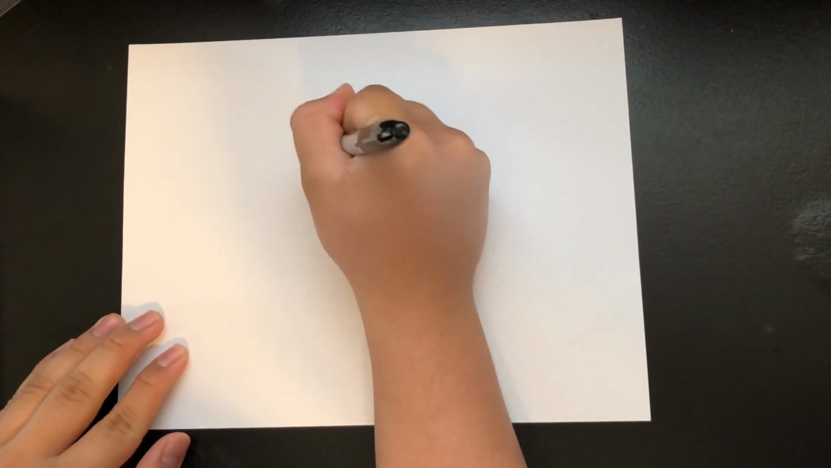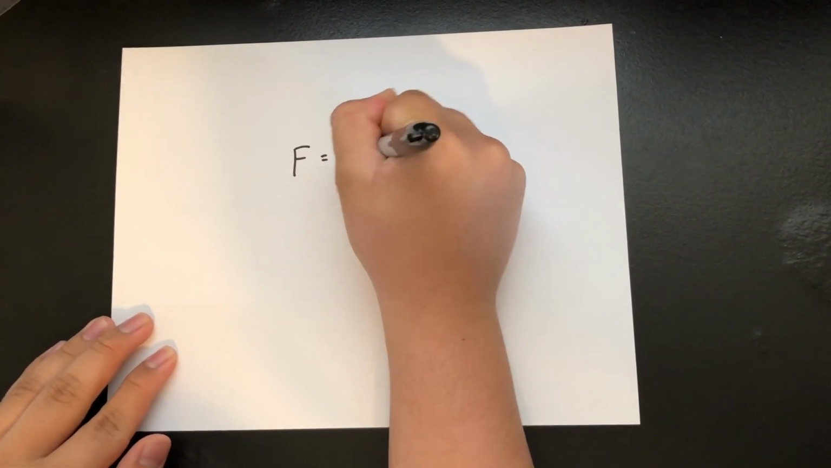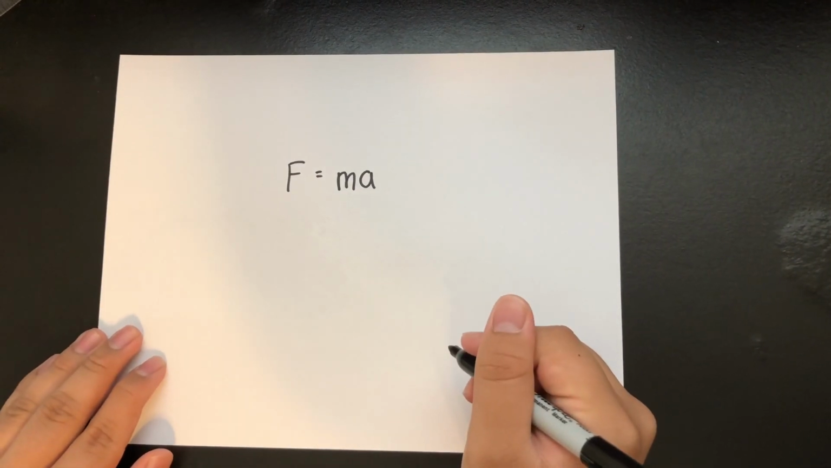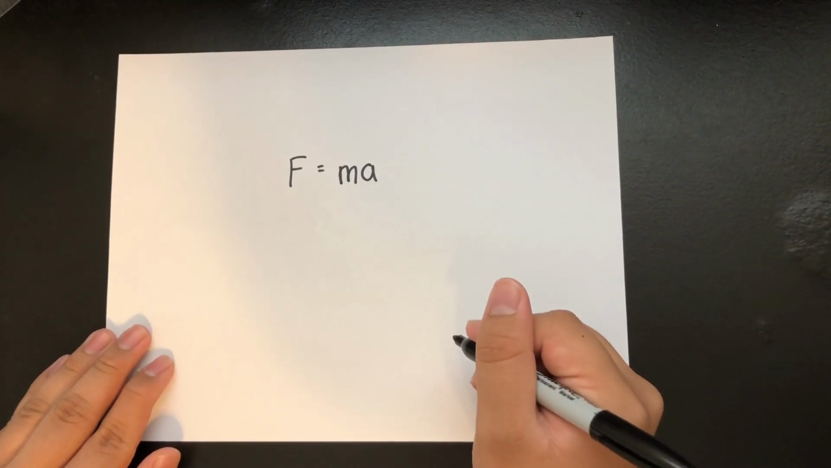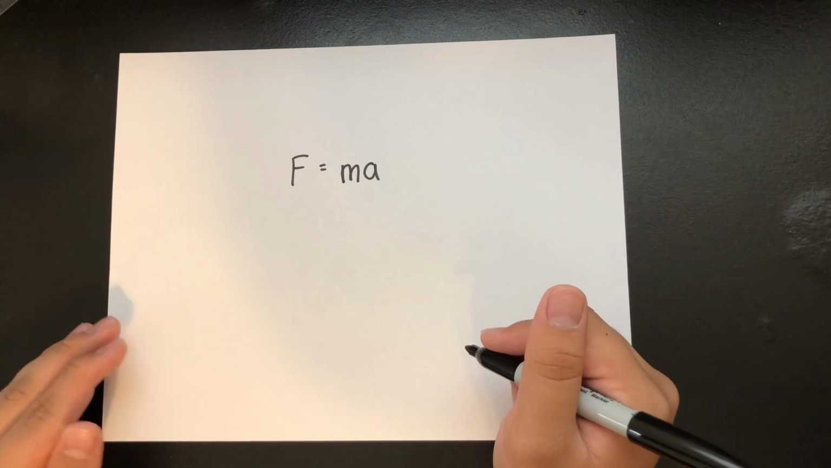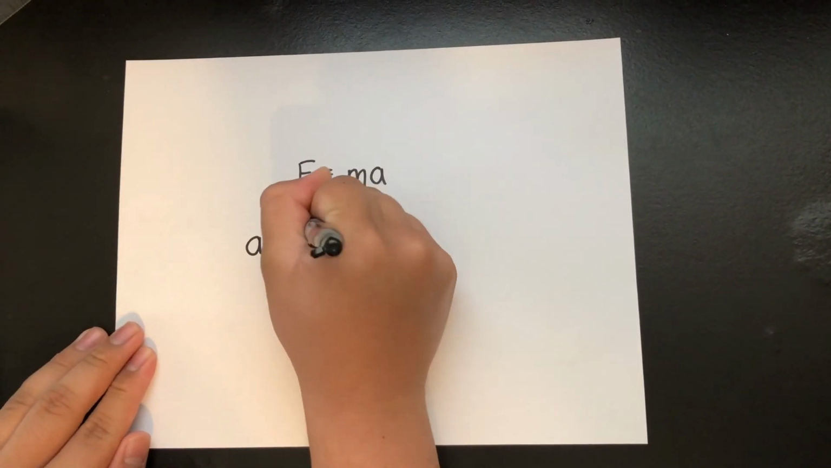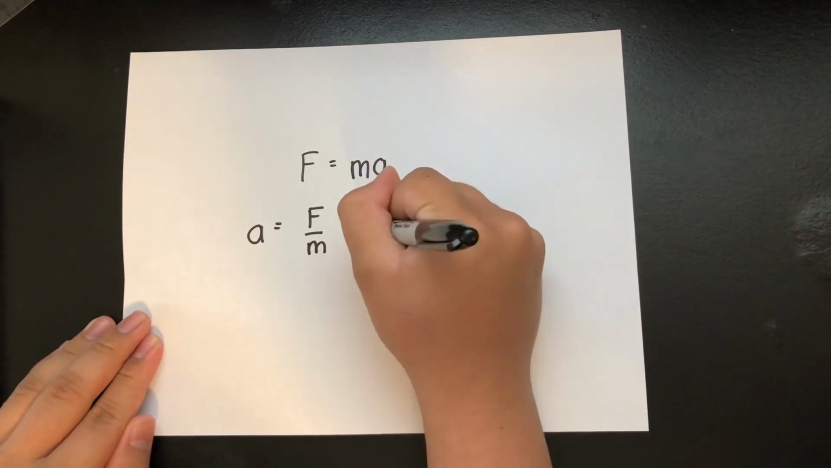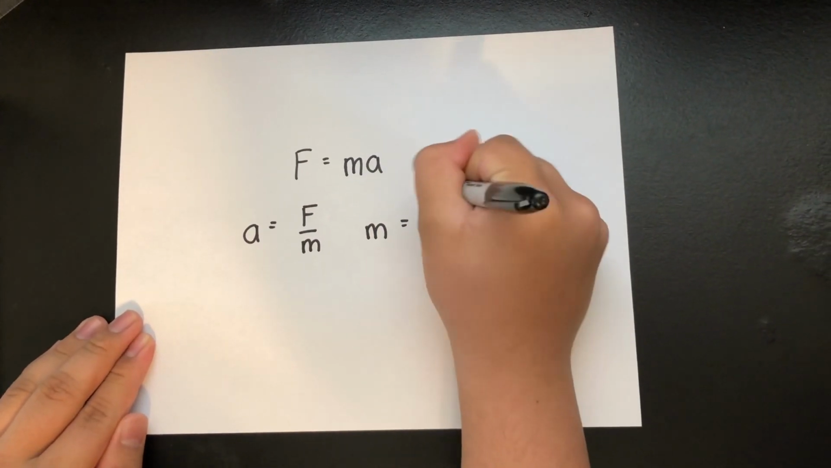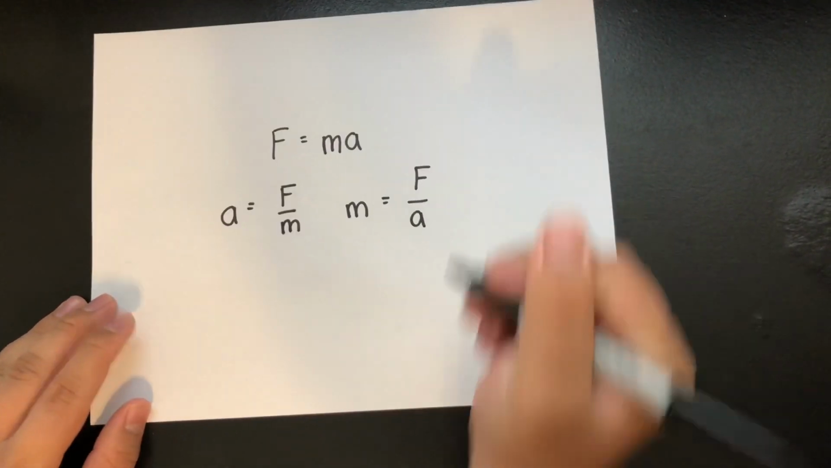Newton's second law is all about the equation F equals ma, where F is force, m is mass, and a is acceleration. Now, from this equation, we can make other equations, such as a equals F over m, and m equals F over a. Now, let's do an example with a equals F over m.